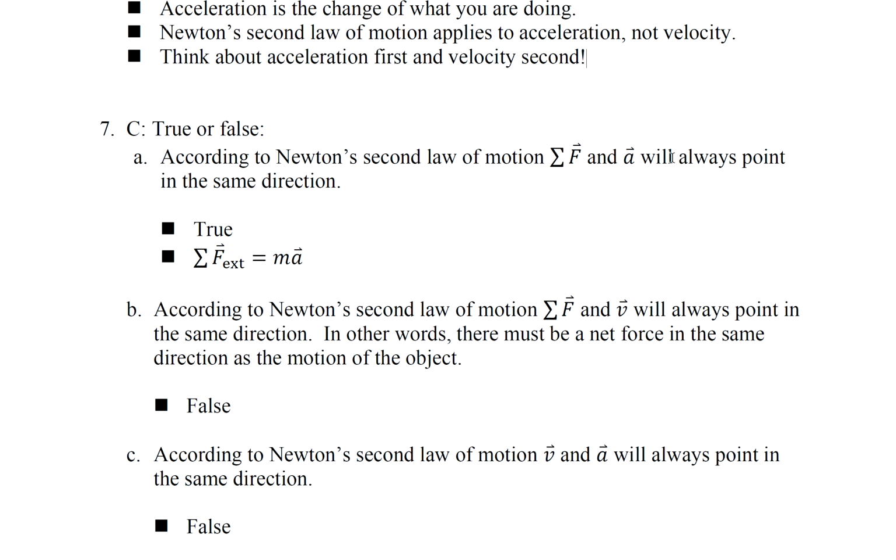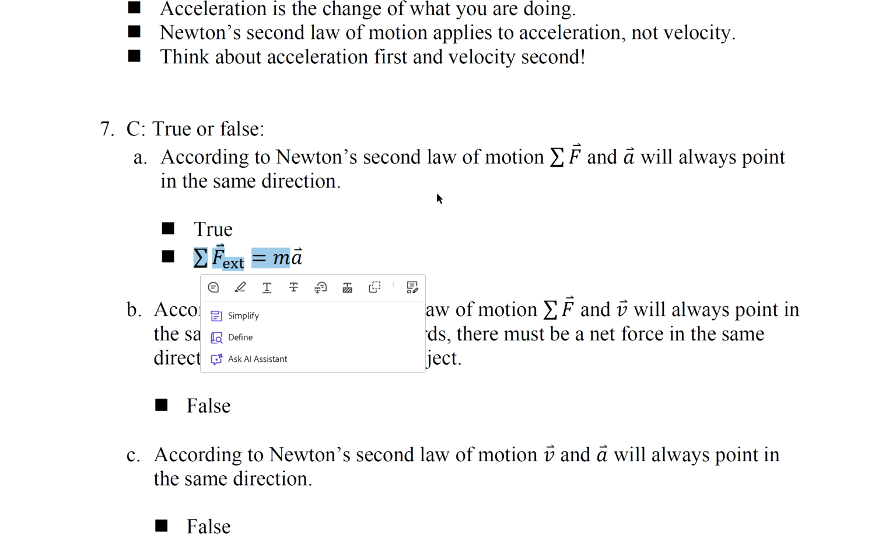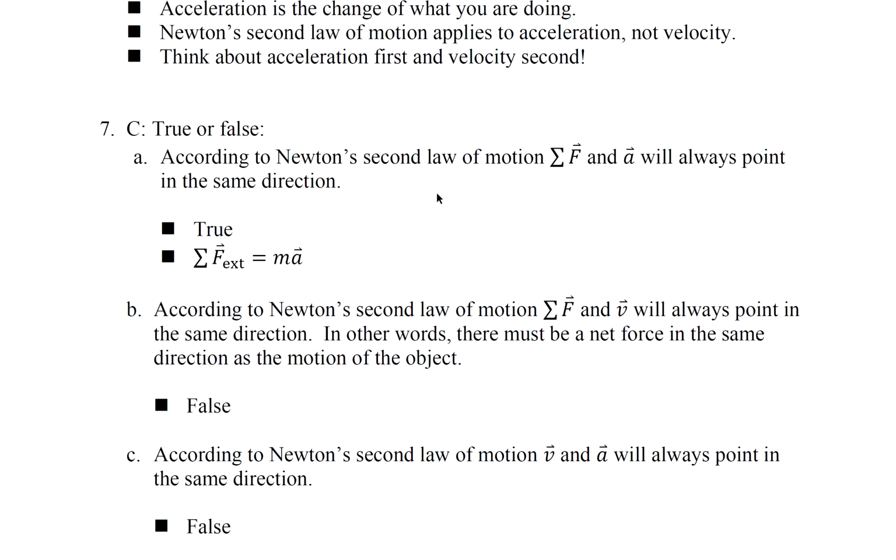Question 7, true or false? According to Newton's second law of motion, sigma F and a will always point in the same direction. That's true because sigma F is on the left-hand side, a is on the right-hand side. So if sigma F points up, a points up, because they're equal in direction and magnitude. If sigma F points to the bottom left, a points to the bottom left.